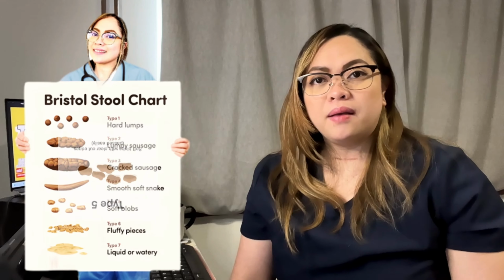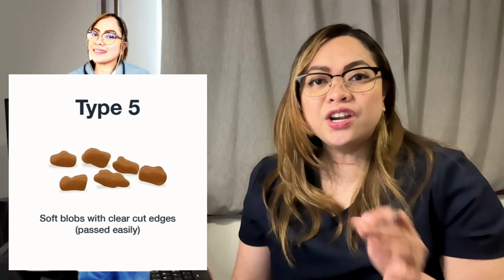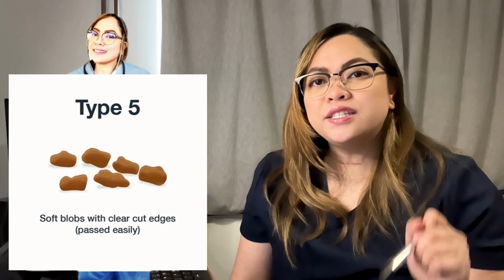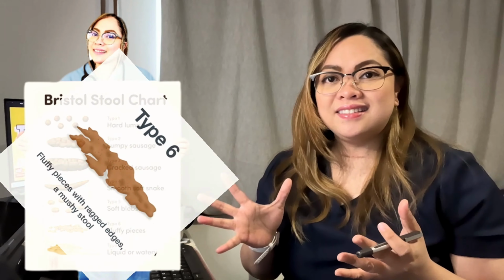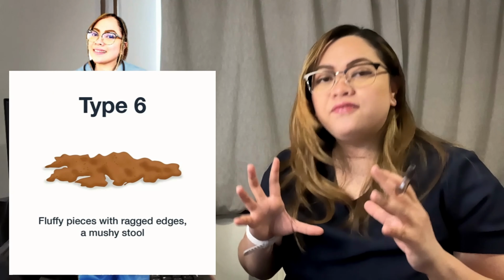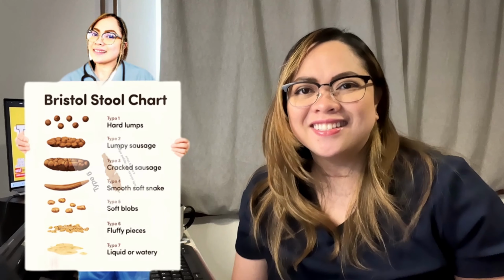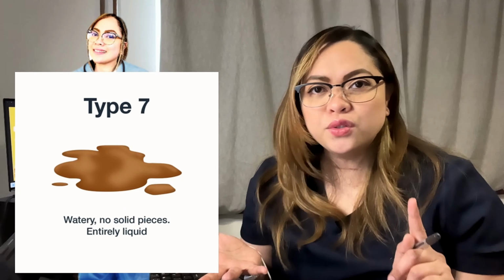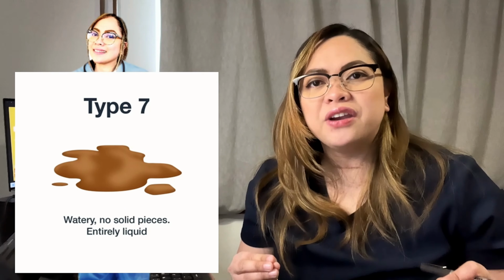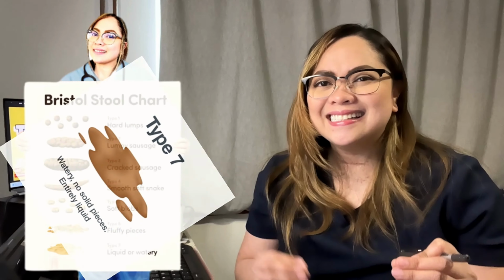Here we go with the blobs, which is our type 5. These are soft blobs with clear-cut edges, and if you ask your patient, it can be passed easily. Look at this type 6. This has fluffy pieces with ragged edges. It's a mushy stool. Now for the last type, we've got type 7. This is easy. No solid pieces. It's entirely liquid. So it's the easiest one, isn't it?